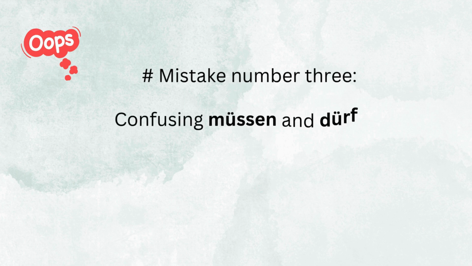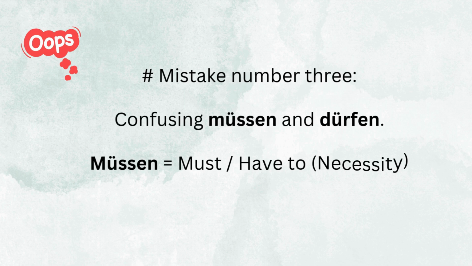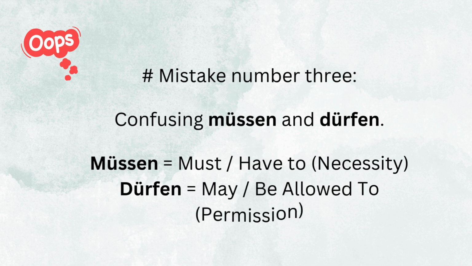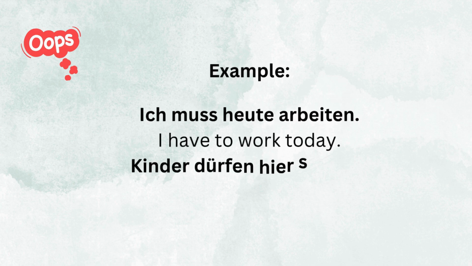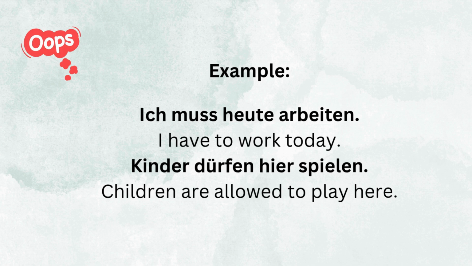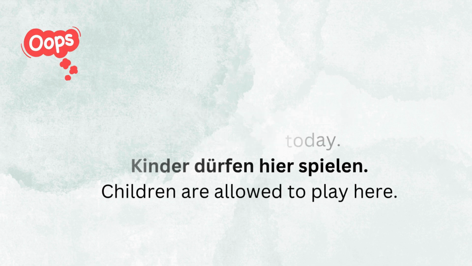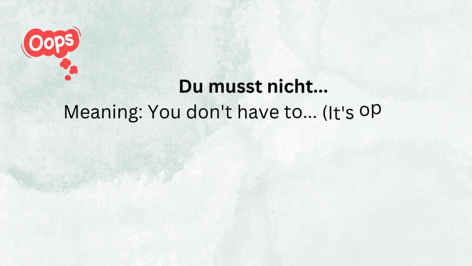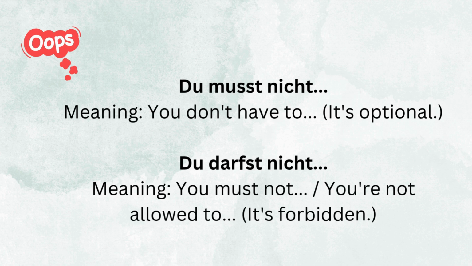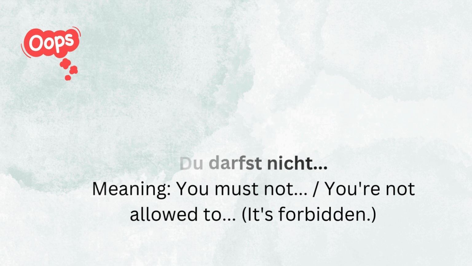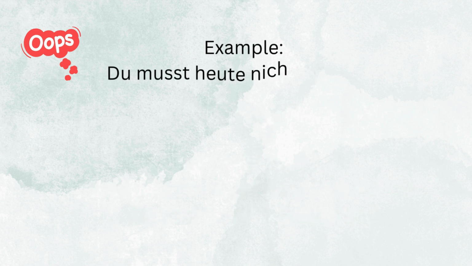Mistake number 3. Confusing müssen and dürfen. Müssen equals must, have to, necessity. Dürfen equals may, be allowed to, permission. Example. Ich muss heute arbeiten. I have to work today. Kinder dürfen hier spielen. Children are allowed to play here. The most common confusion. Du musst nicht, meaning, you don't have to. It's optional. Du darfst nicht, meaning, you must not. You're not allowed to. It's forbidden.